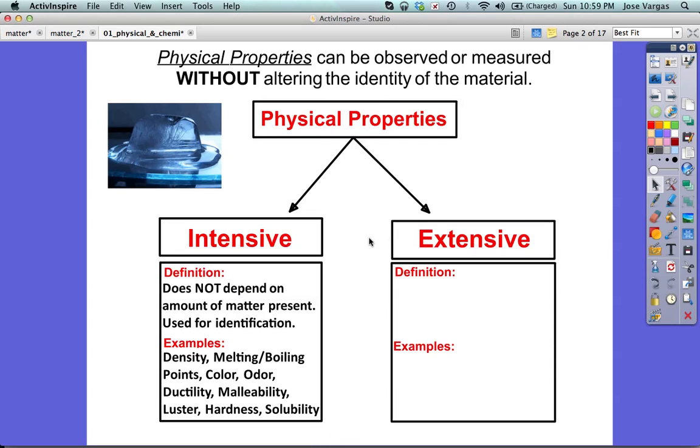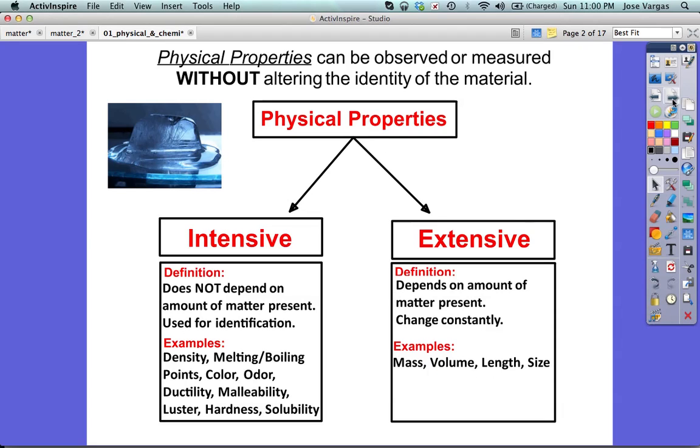On the other hand, extensive physical properties do depend on the amount of matter present. They are things like mass, volume, length, and size. They all depend on how much of your chemical you have there.